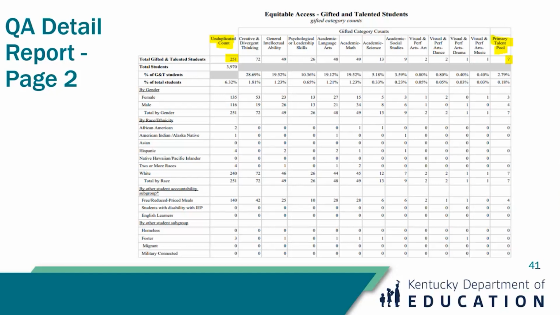The second page is interesting. So it breaks the information down into the categories, including primary talent pool. And so you can look and see how many students you have overall, and then how many students you have in each of the categories, and then also how many students you have in all of the different populations in your district.